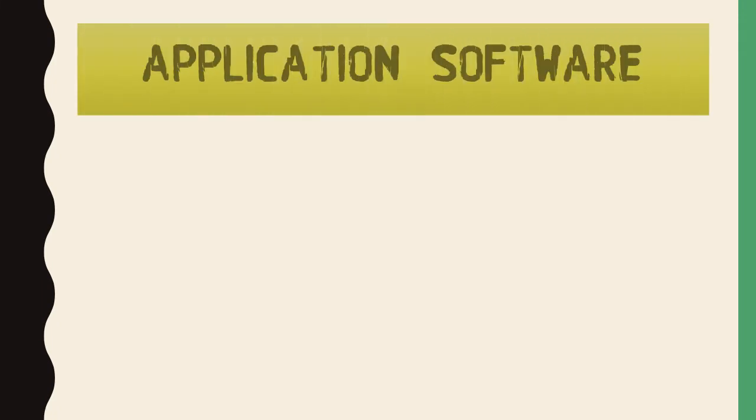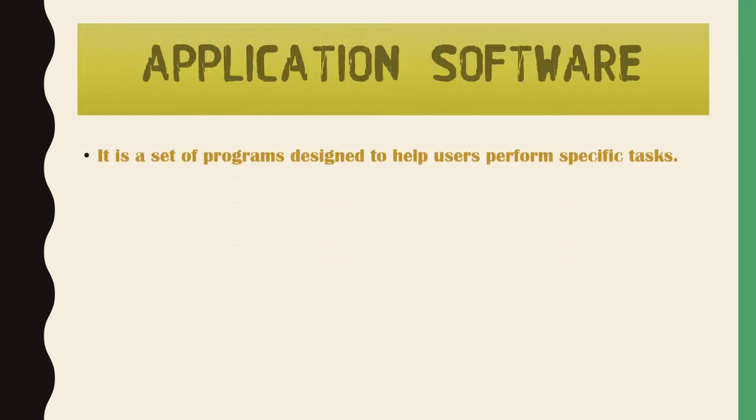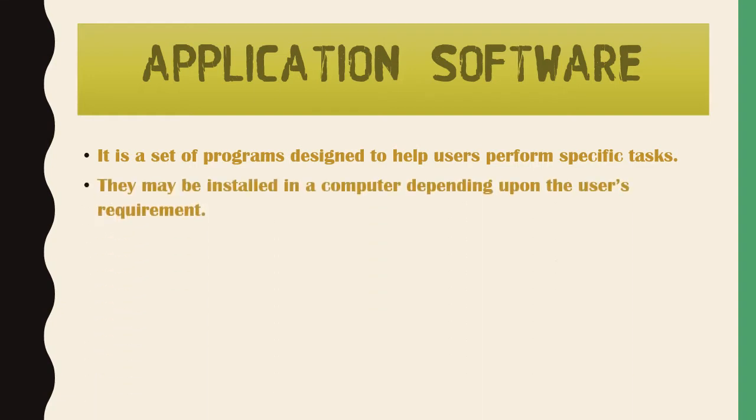The very first one is application software. It is a set of programs which is being designed to help users to perform specific tasks. These application software can be installed as well as uninstalled in a computer or in a laptop or in your mobile phones, depending upon the requirement of the users.